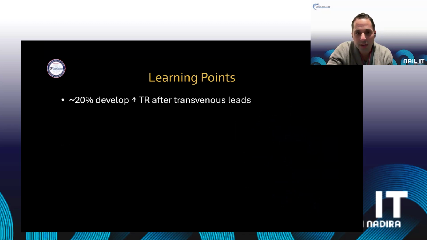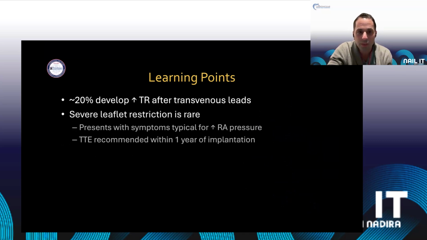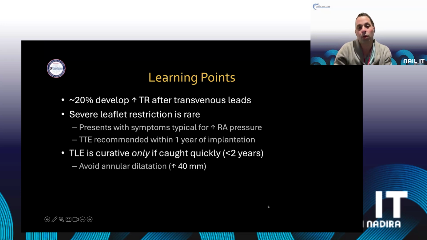So to summarize, the learning points are that about 20-25% of patients develop increased TR after leads are placed. So I really think it's important to get an echo within 1 year afterwards, because if the lead is causing severe TR, that's fixable if you just remove the lead. If it's causing a little bit of TR and that progresses over 20 years, what are you going to do? But to catch those few patients that have severe TR because of lead impingement, or if it's through the leaflet, that's important. TLE is curative only if caught quickly, probably right around 2 years.